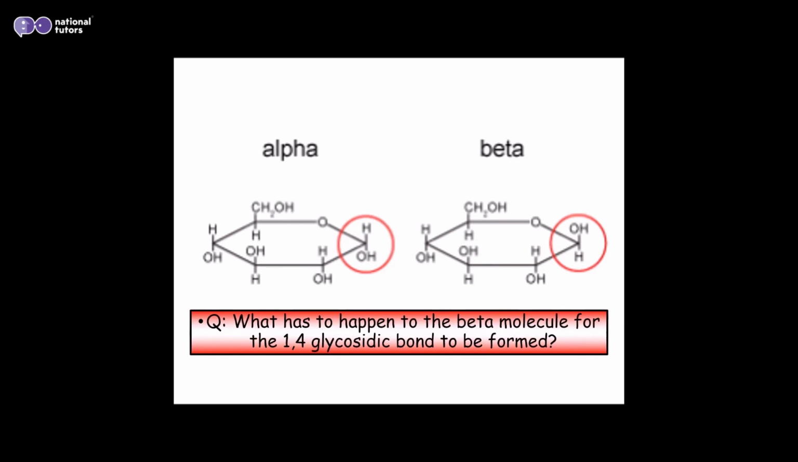So think about it. What do we have to do to beta molecules if we want to join the molecules together? So have a quick think about that. That's quite a complex one. I'll give you a moment to mull it over and see what you come up with. So pause until you're ready to continue.